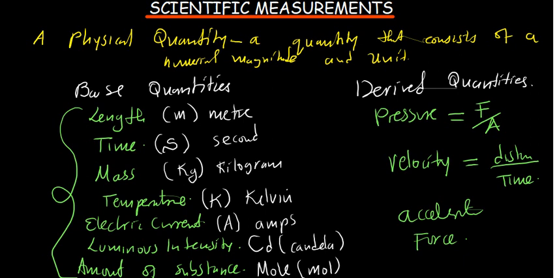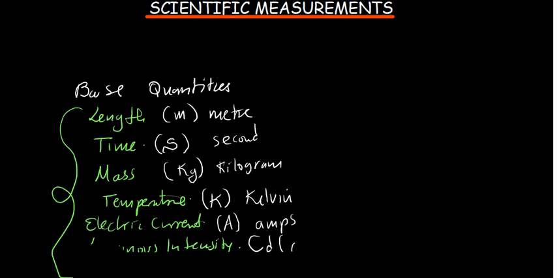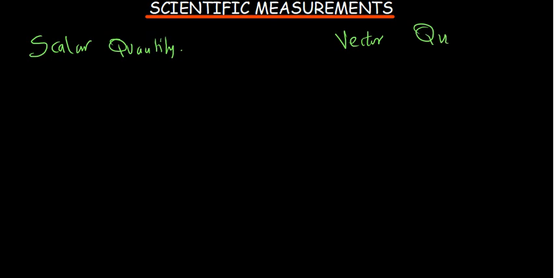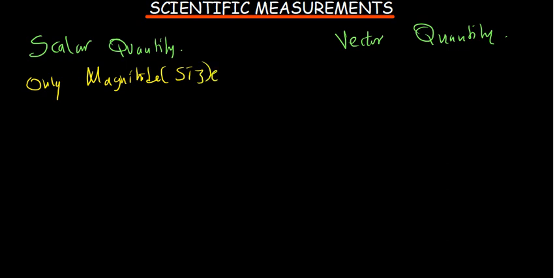So apart from this, you also need to know scalars and vectors. I've got scalar quantities and also vector quantities. So I'm going to put a scalar quantity here, and on the other side a vector quantity. A scalar quantity is a quantity that has only magnitude. The word magnitude just means size. Something that only has size but no direction is what we call a scalar quantity.